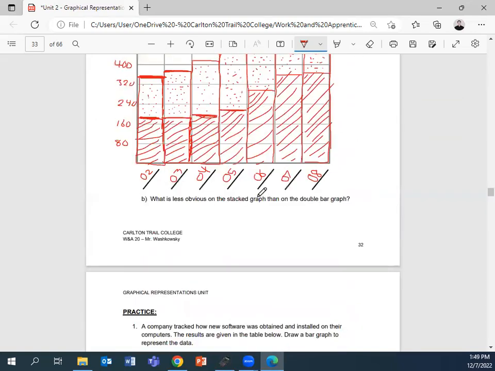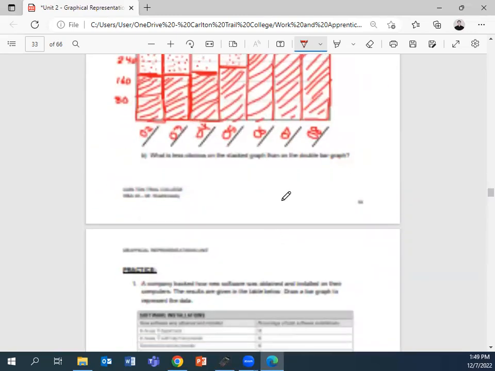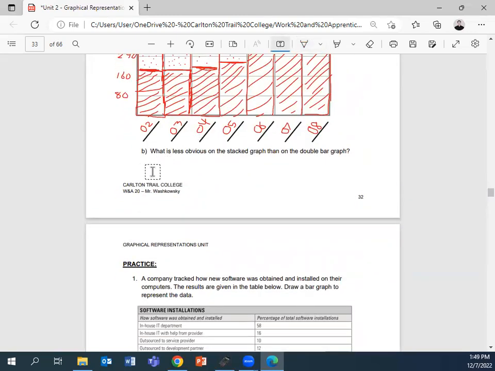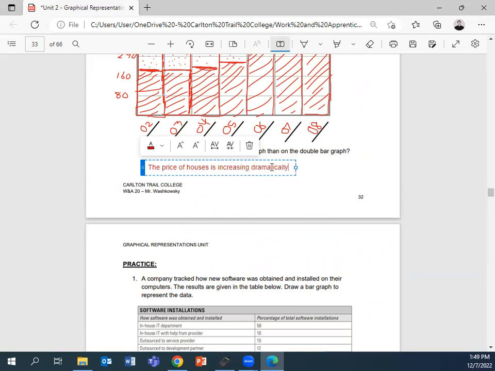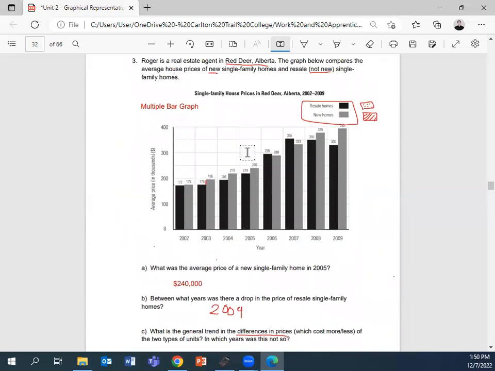So when we're asked this question here, what's less obvious on the stacked graph than on the double bar graph? The price of houses, is it increasing dramatically, right? It's increasing a lot. It went from technically about half of this all the way up here. So we see that the price has just increased so much. We can see that here.